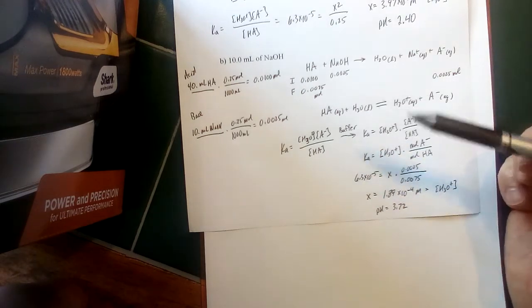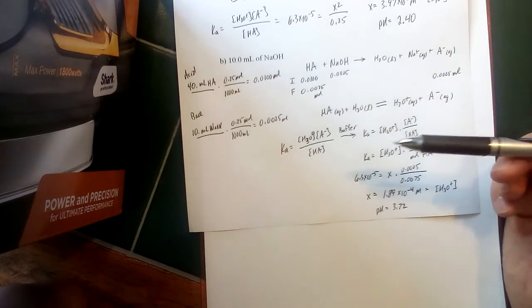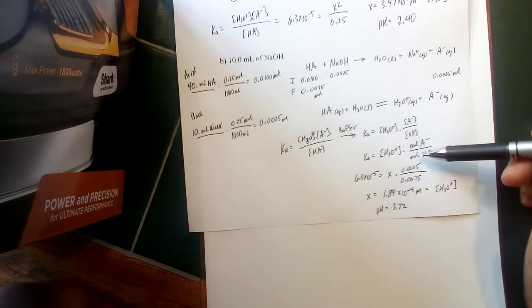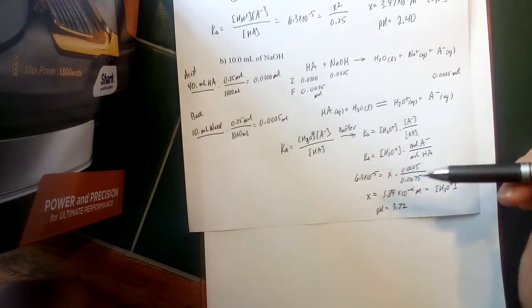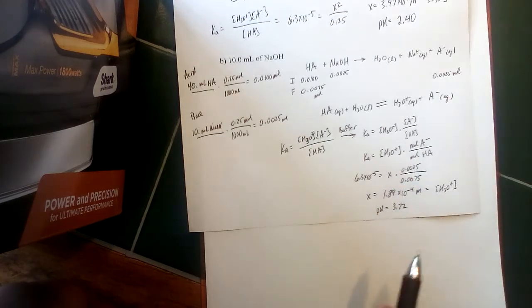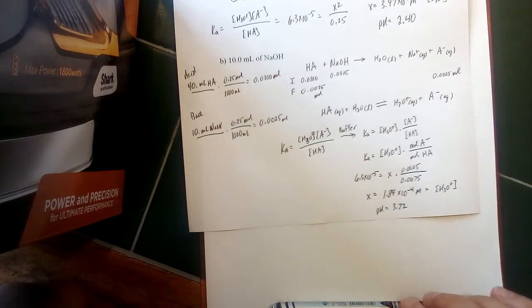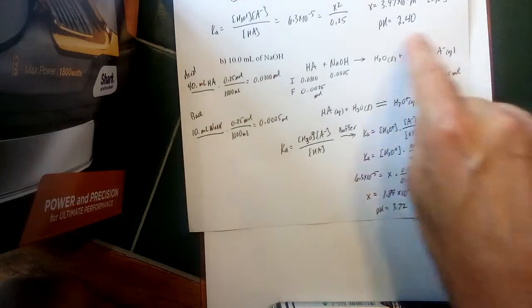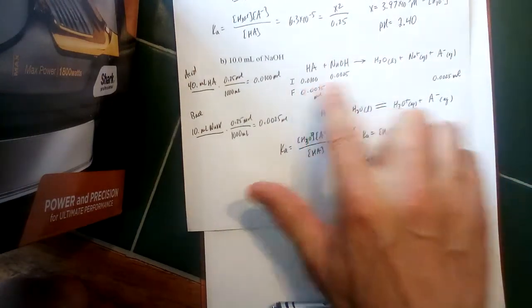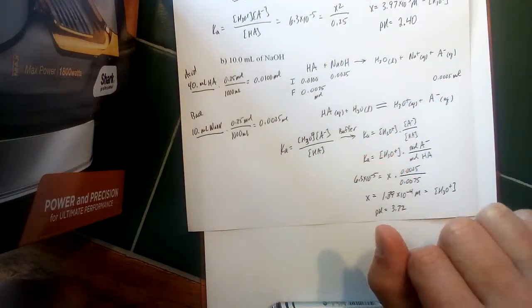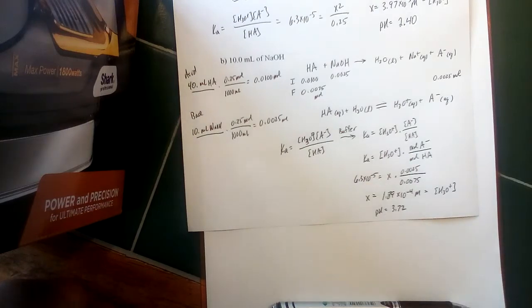So if we can recognize the solution we're looking at as a buffer, we can make this simplification, and that's going to make it a little bit easier to solve the problem. But be careful. Don't try to do that if you're not in a situation where we have a buffer. We'll have to do this analysis to make sure we have both the weak acid and the conjugate base in solution to be able to do this. Now, we'll go on to the next page and the next part of the problem.